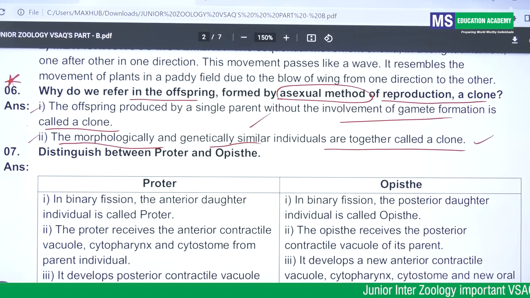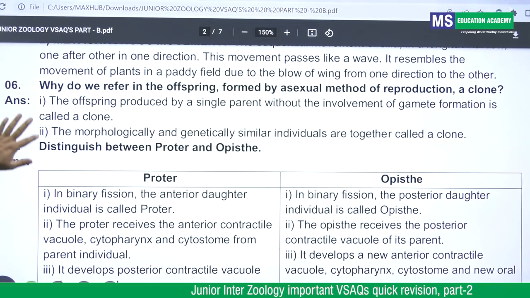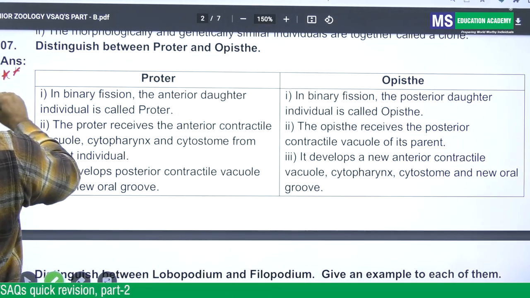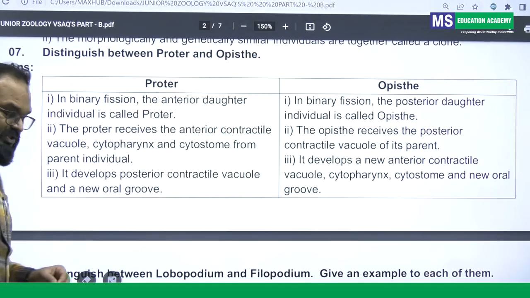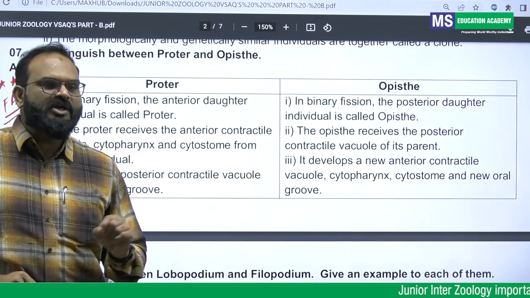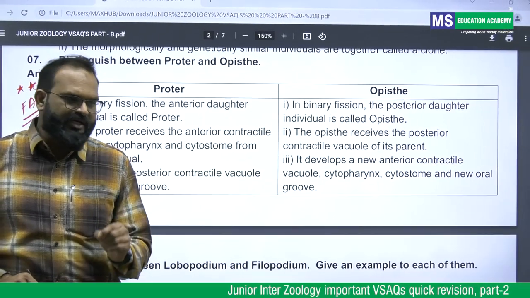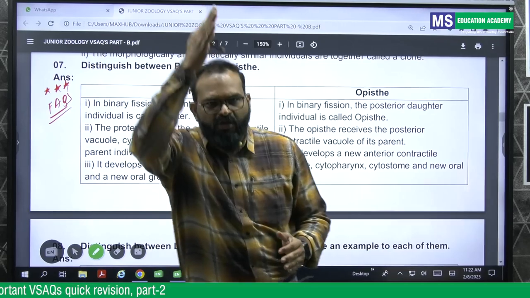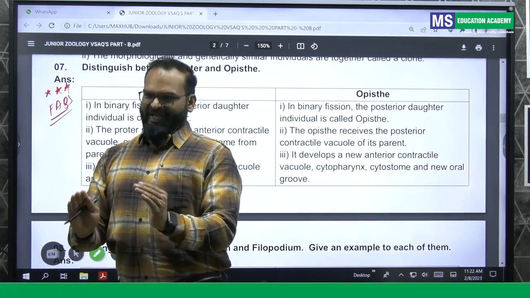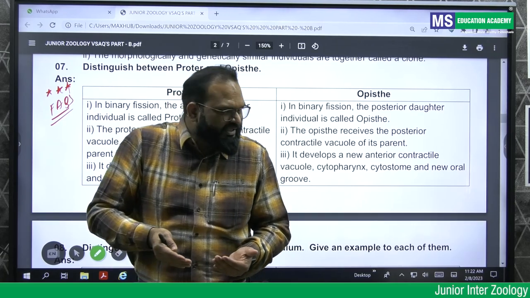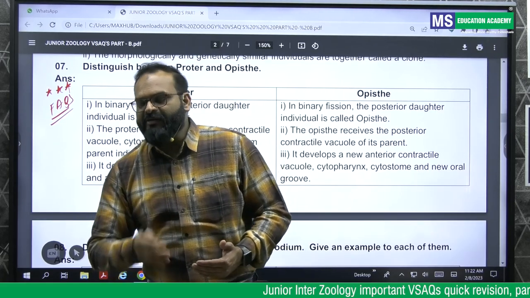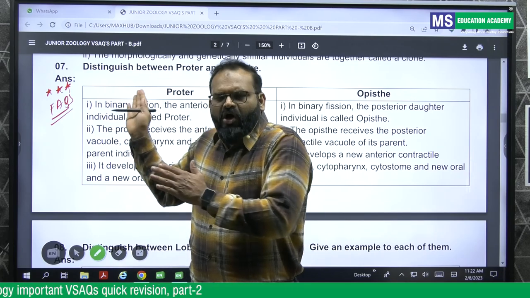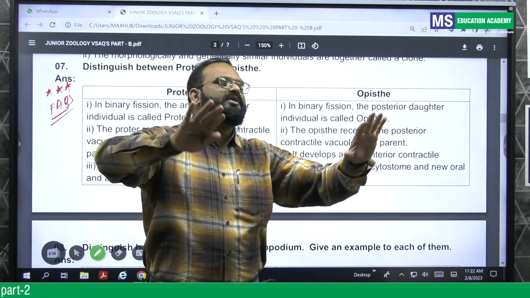Right, students. Distinguish between proter and opisthe. Another important question, students. I am giving triple star to this, and even this is an FAQ. Students, for 4 marks, 2 types of binary fissions are there. Compulsory, you have to learn that. One is transverse binary fission in Paramecium. Second one is longitudinal binary fission in Euglena. You can expect any one question, and you have to learn perfectly the labeled diagrams of Paramecium and Euglena. So most of the questions are part of binary fission.